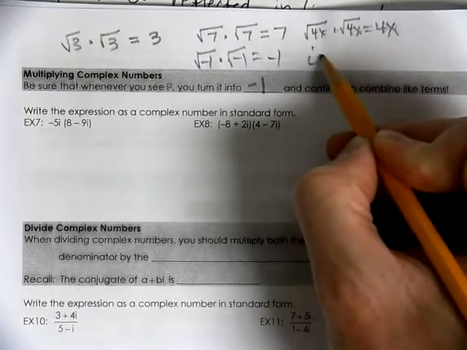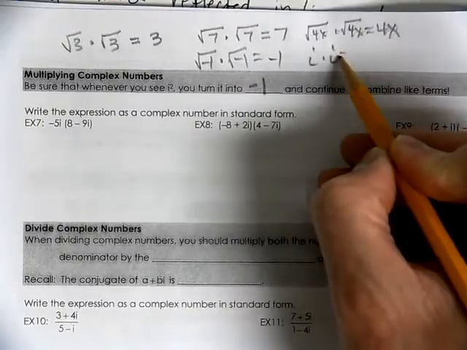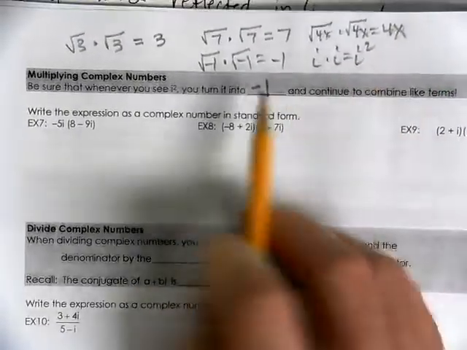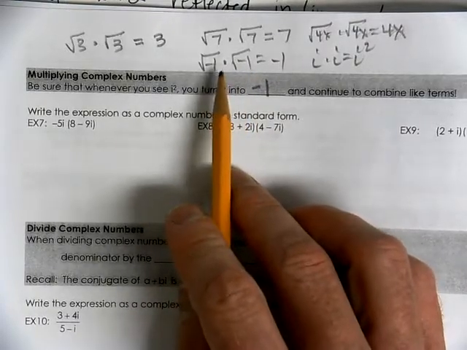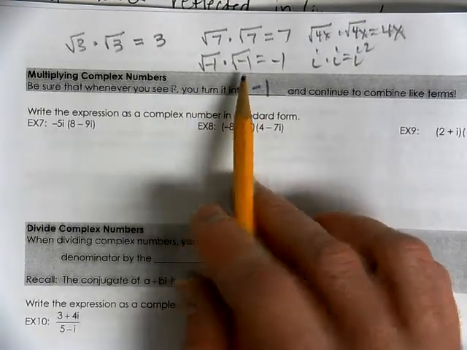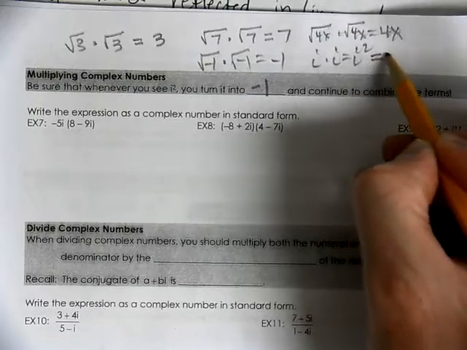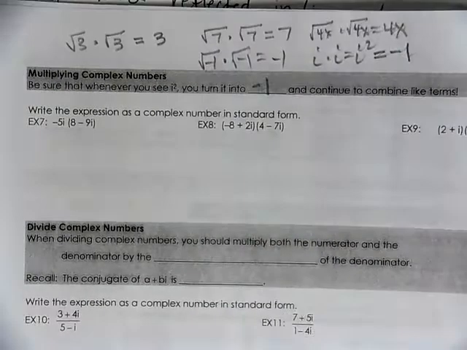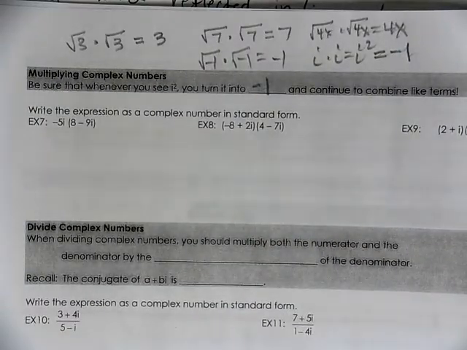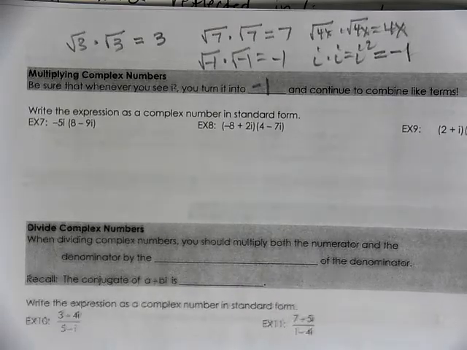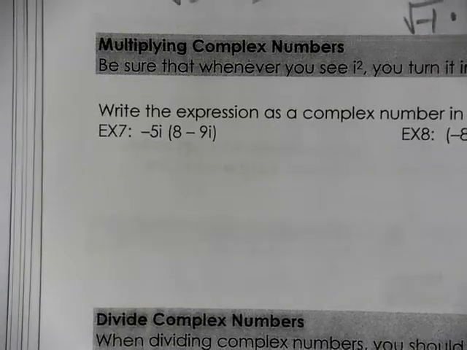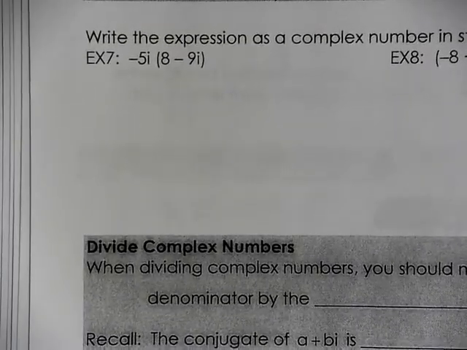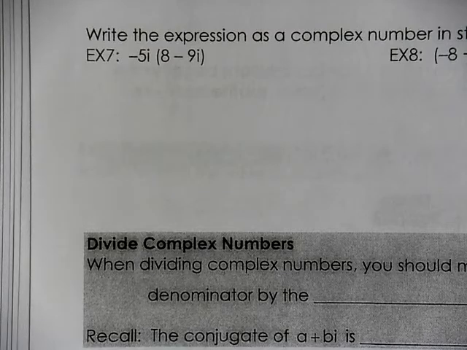So i times i is i squared. This is i times i. This is square root of -1 times square root of -1. So that is going to be the value of -1. So wherever we see i squared, we're going to use -1. You will not have i squared in any of your final answers.